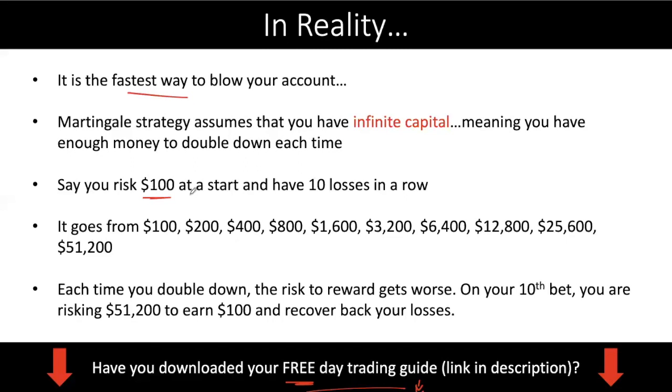Let's take an example. Let's say that you risk $100 at the start, and you apply the Martingale strategy. Earlier on I mentioned that a Martingale strategy involves doubling down on each trade every time you get it wrong. So let's say in this case you are really unlucky, you get 10 losses in a row. Now before you say that you are not going to get 10 losses in a row, let me tell you, as a trader who has been trading for more than 16 years, this will happen to you. If you've been trading long enough, you know that getting 10 losses in a row is a certainty. One day it will happen. It's not whether it will happen, it is when it will happen.